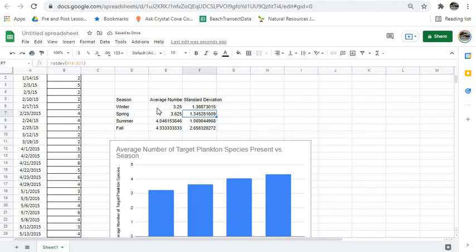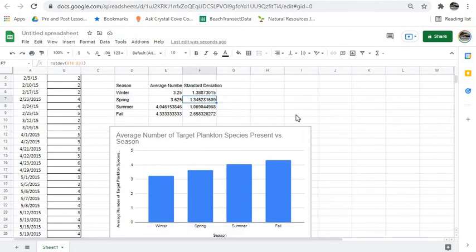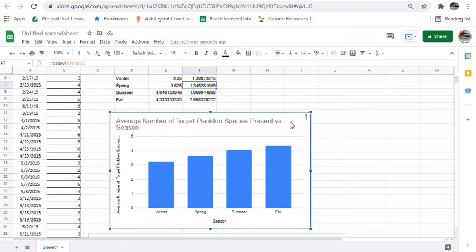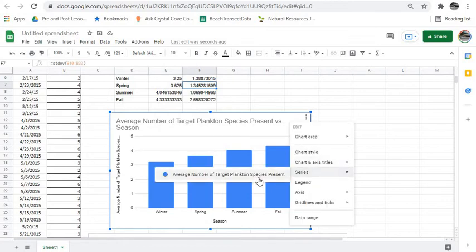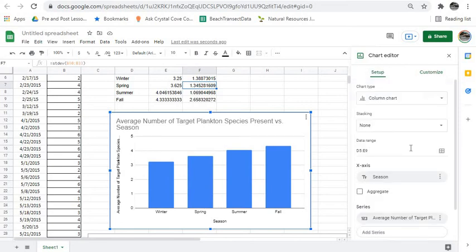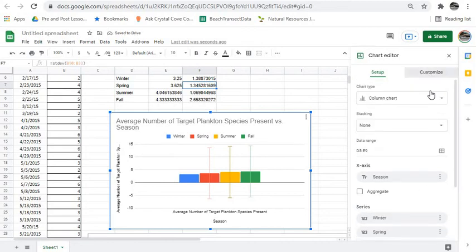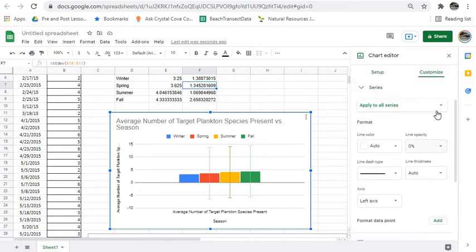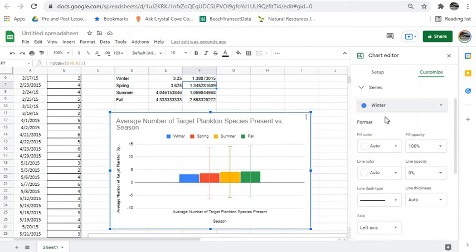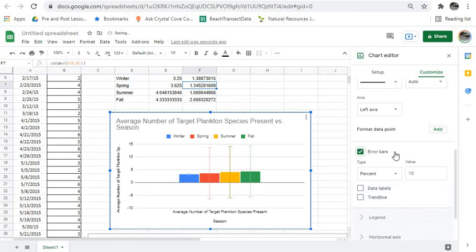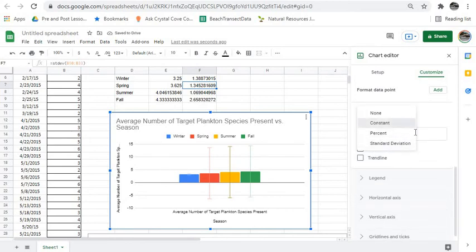Once we have a standard deviation for each of our means, you can add error bars to any of these graphs. So if you right-click, go to Series, and select the data, the first thing you'll actually want to do is hit Switch Rows and Columns, and that just makes our data points independent. And then in Customize, you can select whichever. I'll start with winter since I just calculated that standard deviation because it's a different one for each. Add error bars, go to constant and enter in whatever the value was. So 1.388 is I believe what we have here.